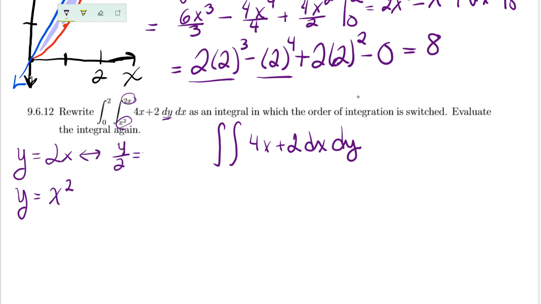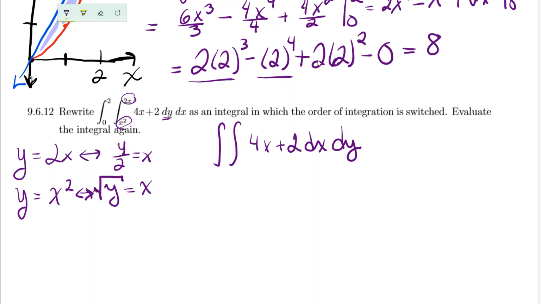So y over 2 equals x, and I'll just take the square root. So square root of y equals x. So all I did was solve for x. That square root is hideous. Oh well. I just don't like it. All right.